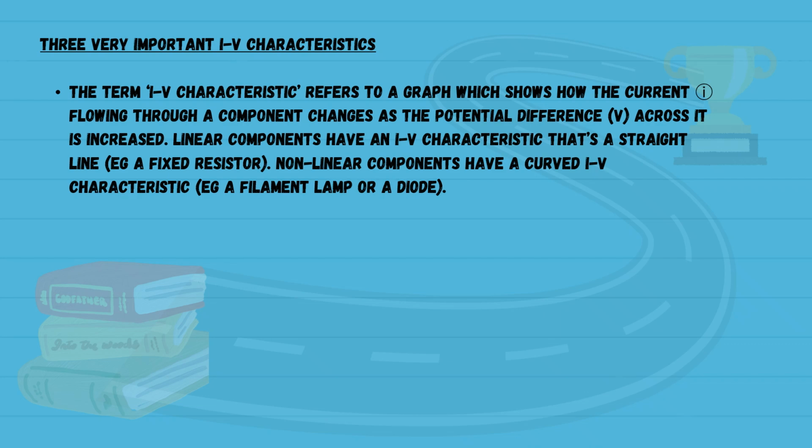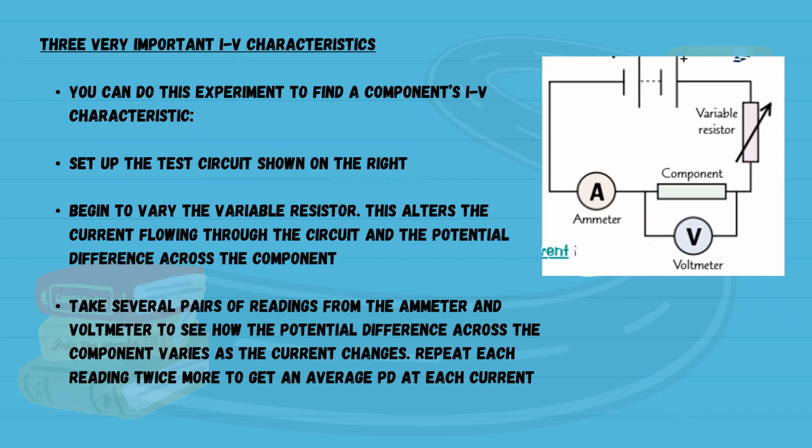Three very important IV characteristics. The term IV characteristic refers to a graph which shows how the current, I, flowing through a component changes as the potential difference, V, across it is increased. Linear components have an IV characteristic that's a straight line, for example a fixed resistor. Non-linear components have a curved IV characteristic, for example a filament lamp or a diode.